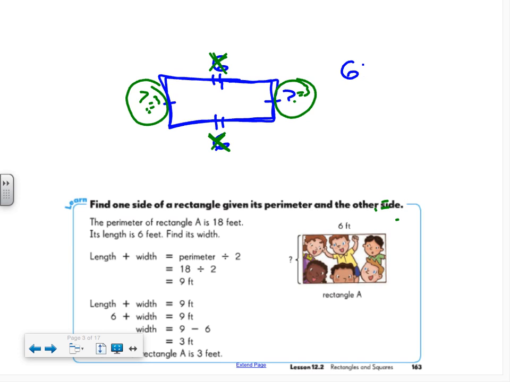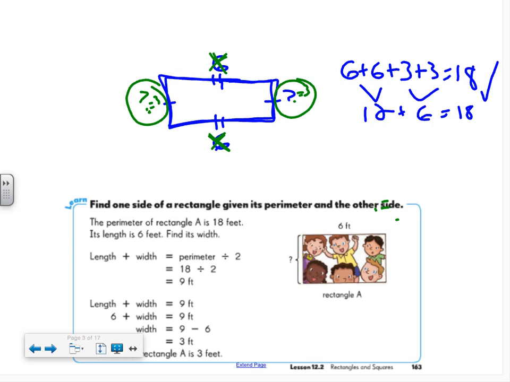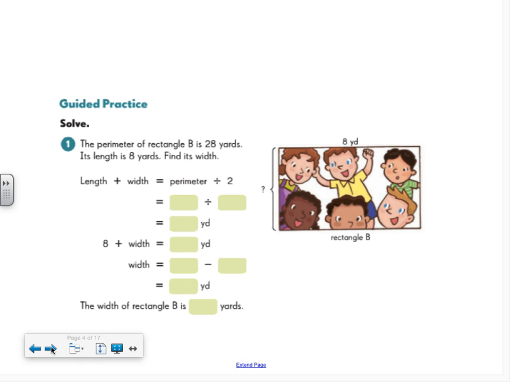So if I'm doing 6 plus 6 plus 3 plus 3, and I'm hoping that it's 18, I can check. That's 12, that's 6, and then 12 plus 6 is 18, so that checks out, and I know I'm correct. The width of this problem is 3, and never forget your labels, feet, okay? We're going to keep practicing, and next you're going to actually try on your own.